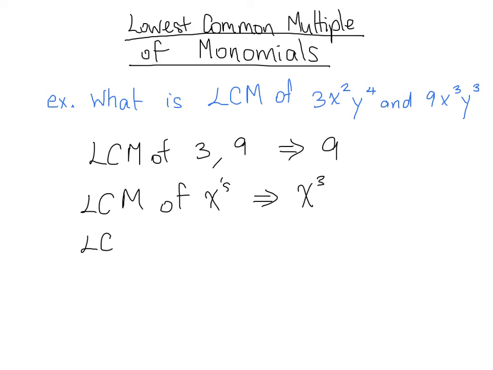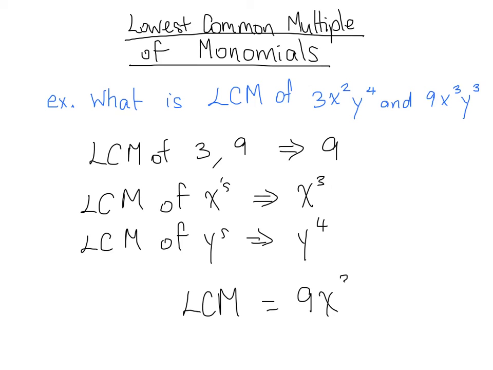And then we have to look at the LCM of the y's. And again, we're going to look at the y's that occur the most. So we have y to the fourth here and y to the third here. So the y's that occur the most is the y to the fourth. All right, so here we have y to the fourth. So in this case, our LCM is equal to 9x to the third, y to the fourth. All right, so one more example of how to figure out LCM, and we're done.